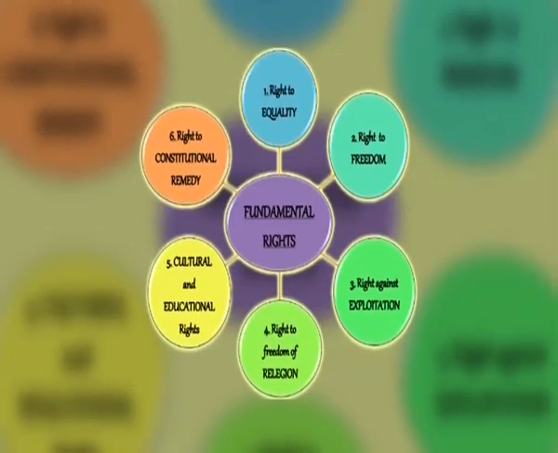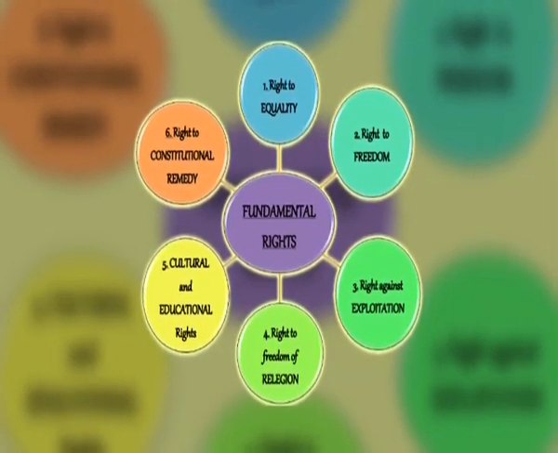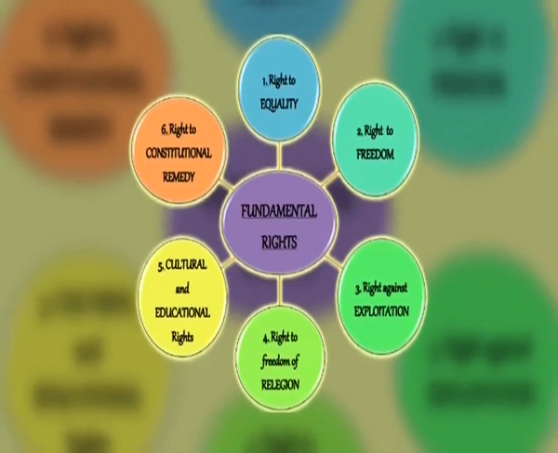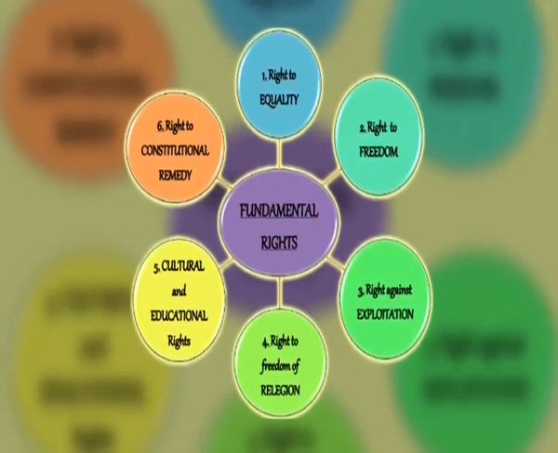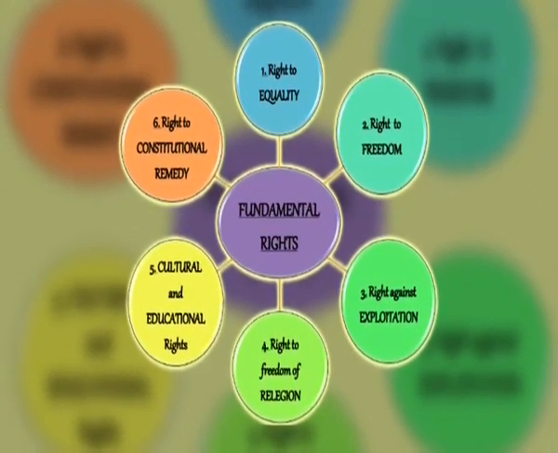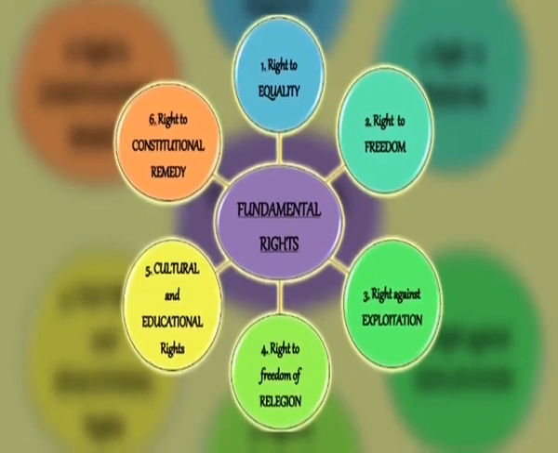In a nutshell, we can revise that our Constitution has given us 6 fundamental rights, that is right to equality, right to freedom, right against exploitation, right to freedom of religion, educational and cultural rights, and right to constitutional remedies. But in recent years, some new rights have been added under these 6 rights. A new right to education has been added in the right to freedom.